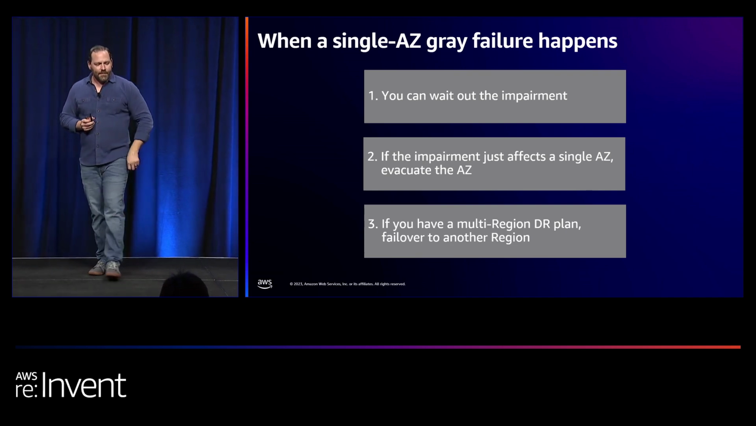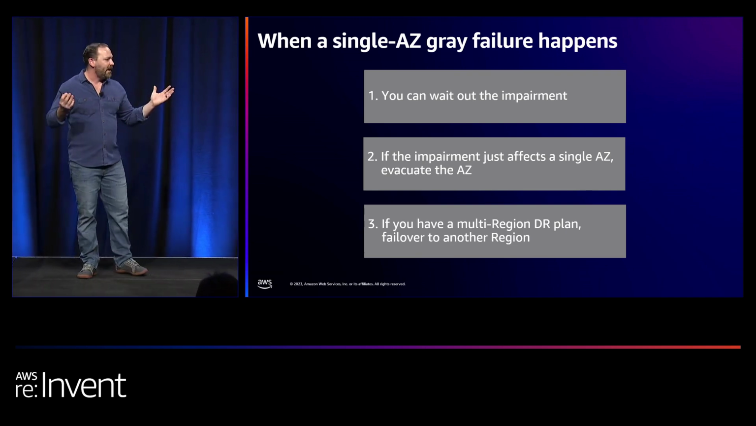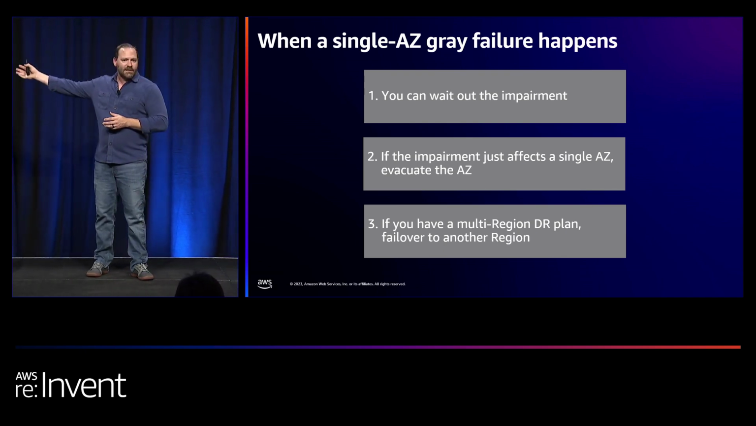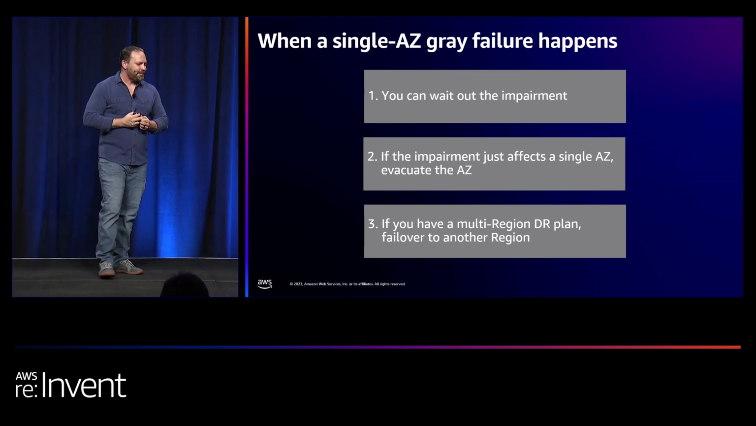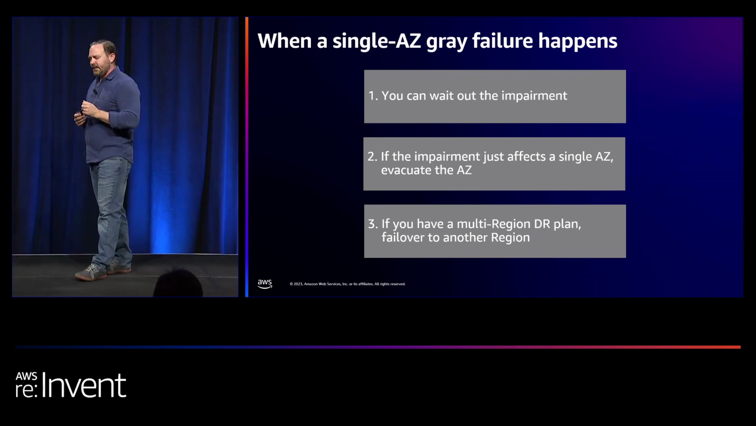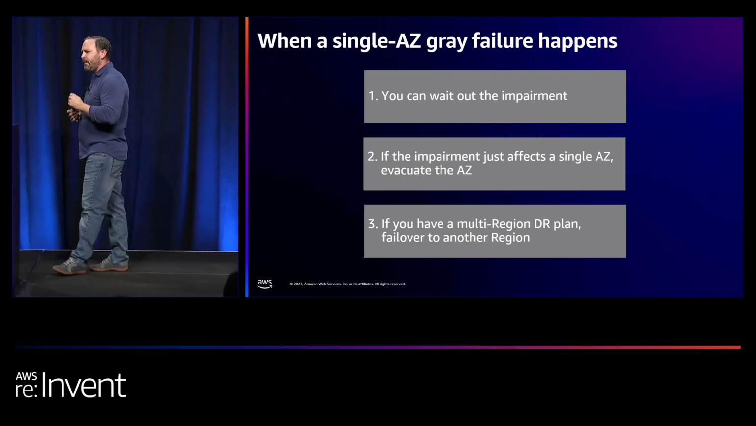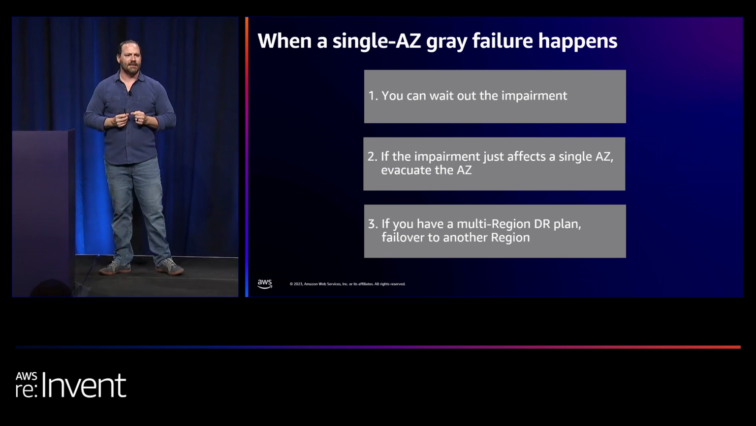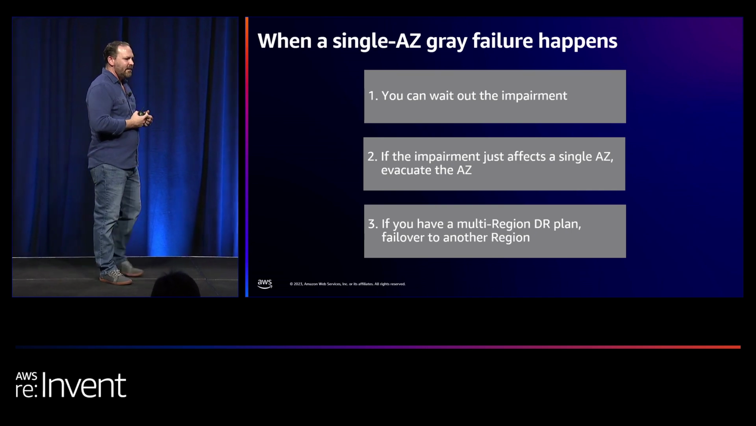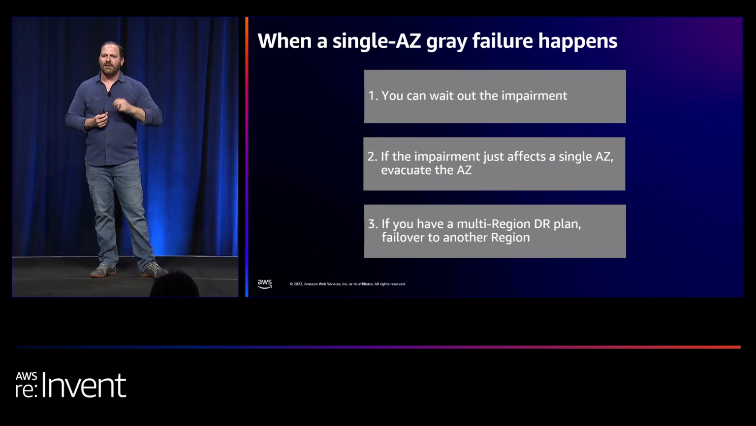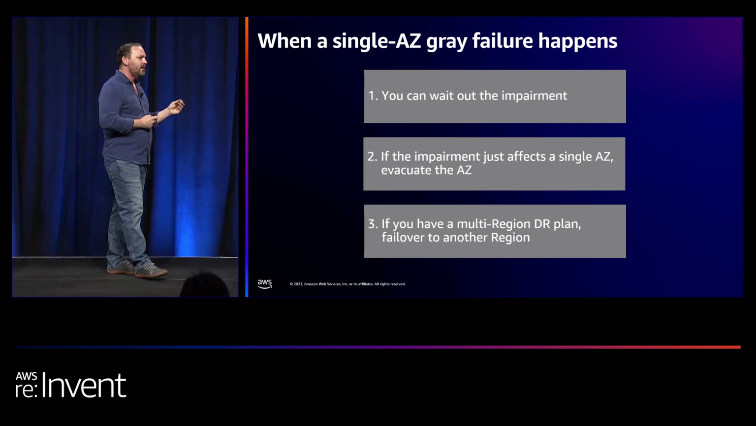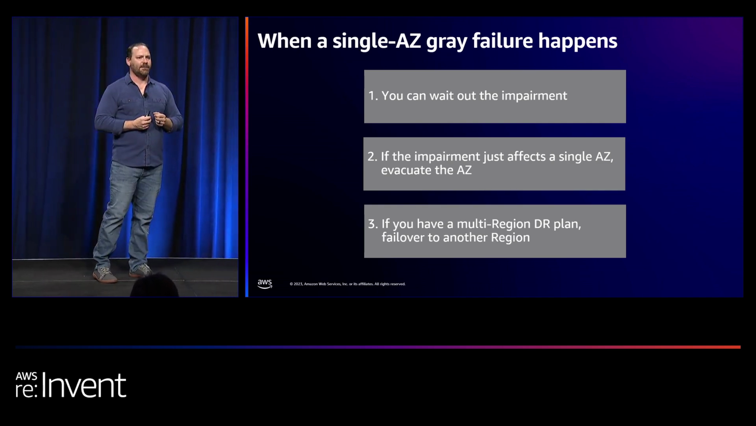And the third option is if you have a multi-region disaster recovery plan, you could fail over to another region. And we have a number of customers that also choose option 3. The challenge with option 3 is that it's going to produce extended recovery times and the possibility for data loss or data inconsistency. If you're using any native AWS replication service, like S3 cross-region replication, DynamoDB global tables, Aurora global database, and so on, they're all going to use asynchronous replication.